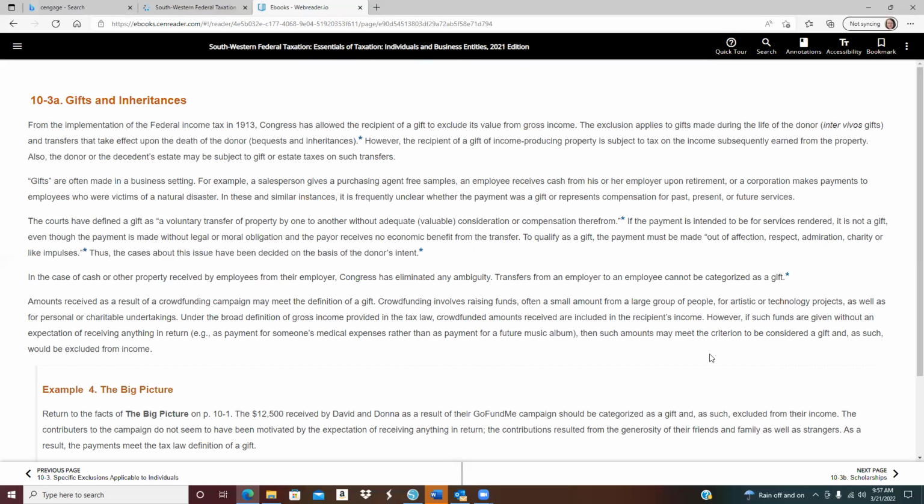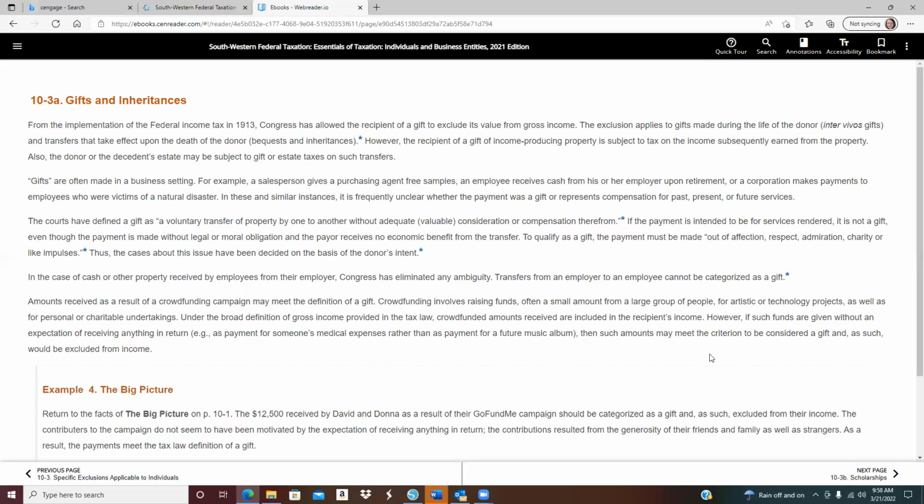So, gifts and inheritances. Since 1913, Congress has allowed the recipient of a gift to exclude its value from gross income. The exclusion applies to gifts made during the donor's life and upon the death of the donor, such as bequests and inheritances. However, the recipient of a gift of income-producing property is taxed on the income from it, and the donor or the decedent's estate may be subject to a gift or estate tax.